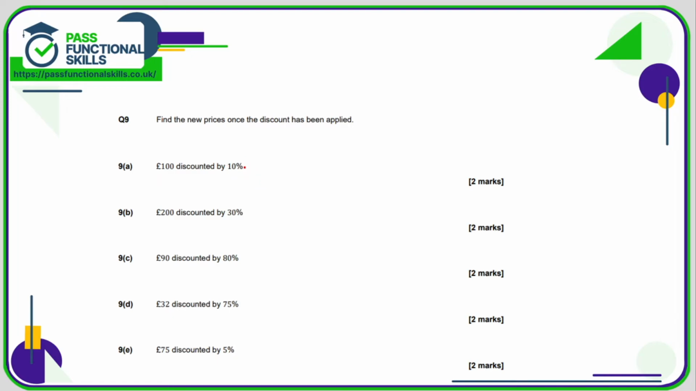If something has 10% off, then that means you pay 90% of the original price. So what is 90% of 100? Well, that's 0.9 multiplied by 100, which is £90. If something has 30% off, that means you're paying 70% of the original price. So what is 70% of 200? The multiplier for 70% is 0.7. So 0.7 times 200 is the calculation we need, and that is £140.